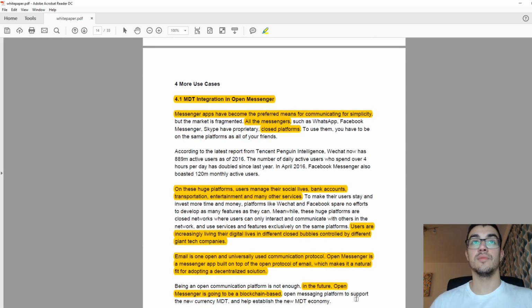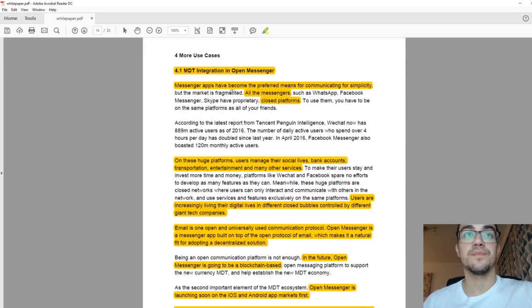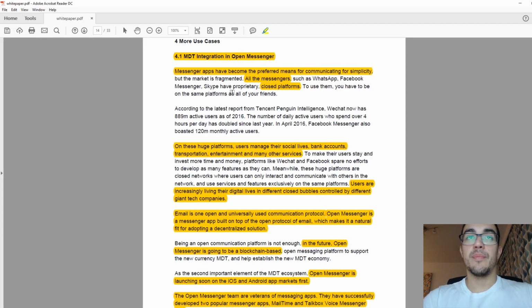Now we're going to go through some use cases, how the MDT project will handle them in a practical way. MDT integration in Open Messenger. Messenger apps have become the preferred means of communication for their simplicity. All the messengers such as WhatsApp, Facebook, etc. are closed platforms. So what do we mean by closed platforms?